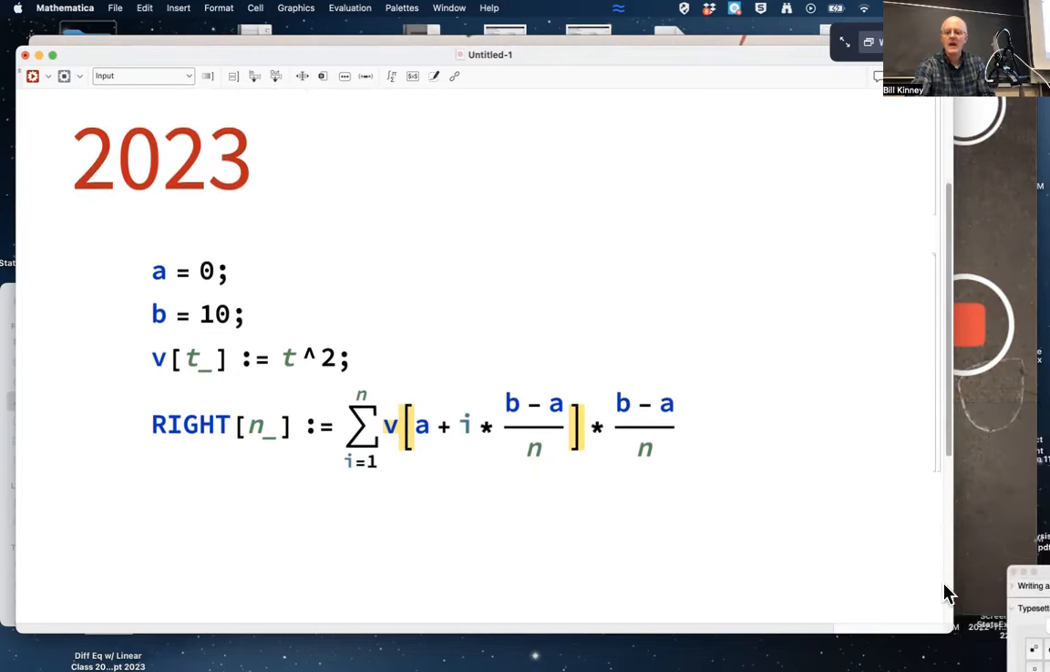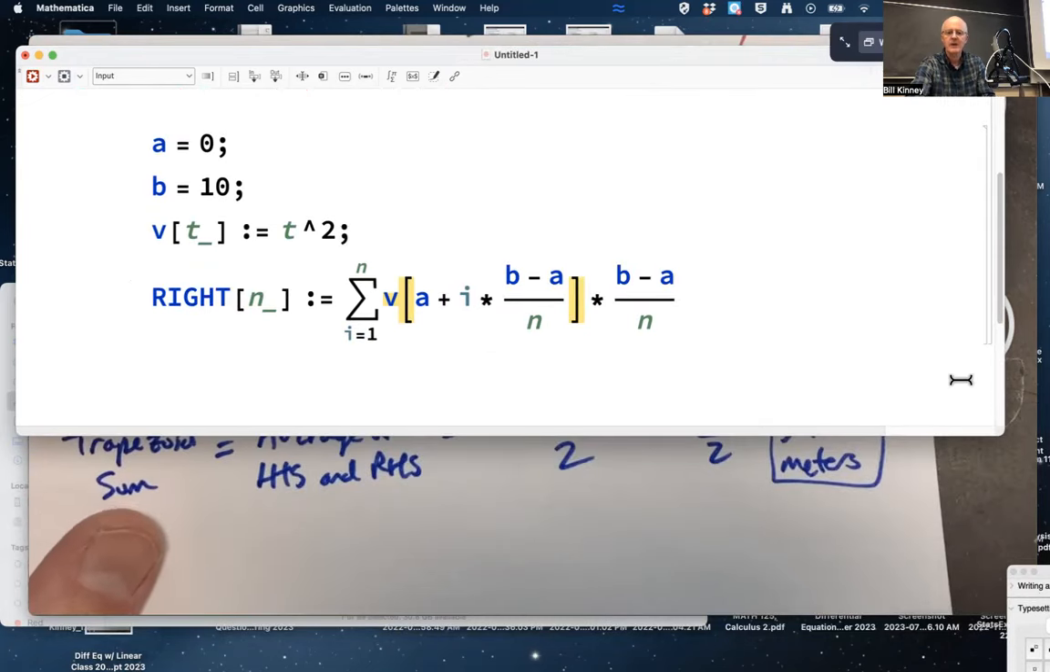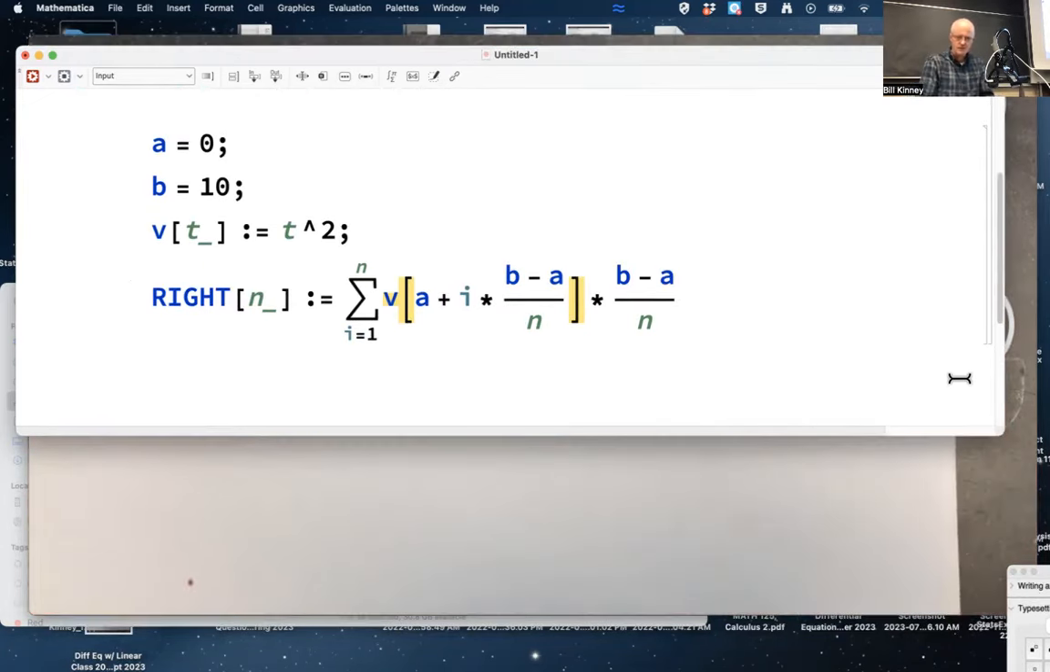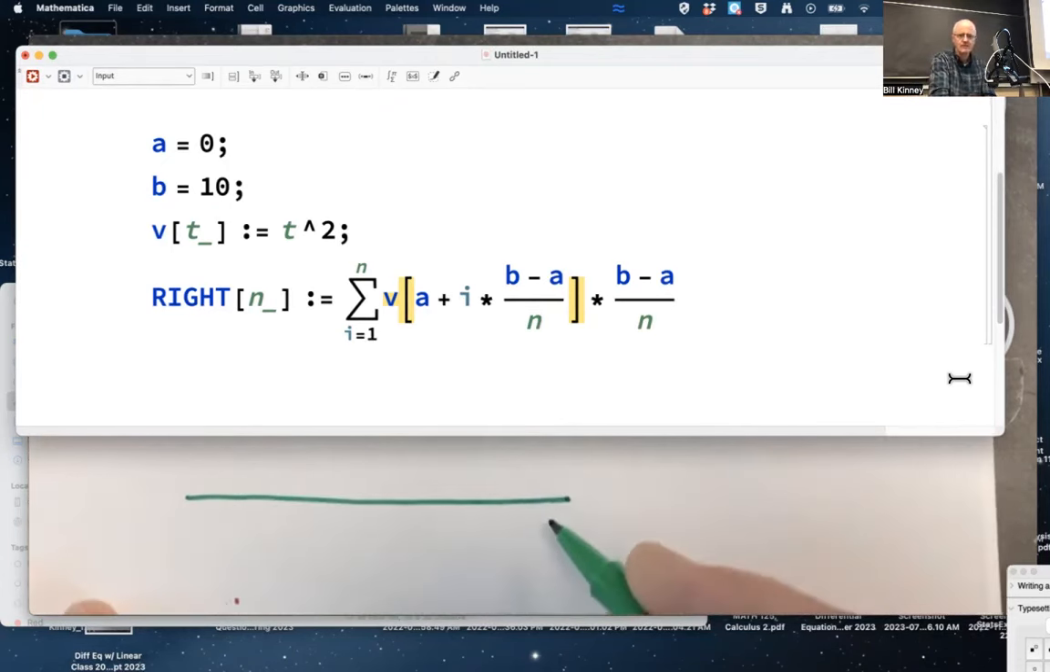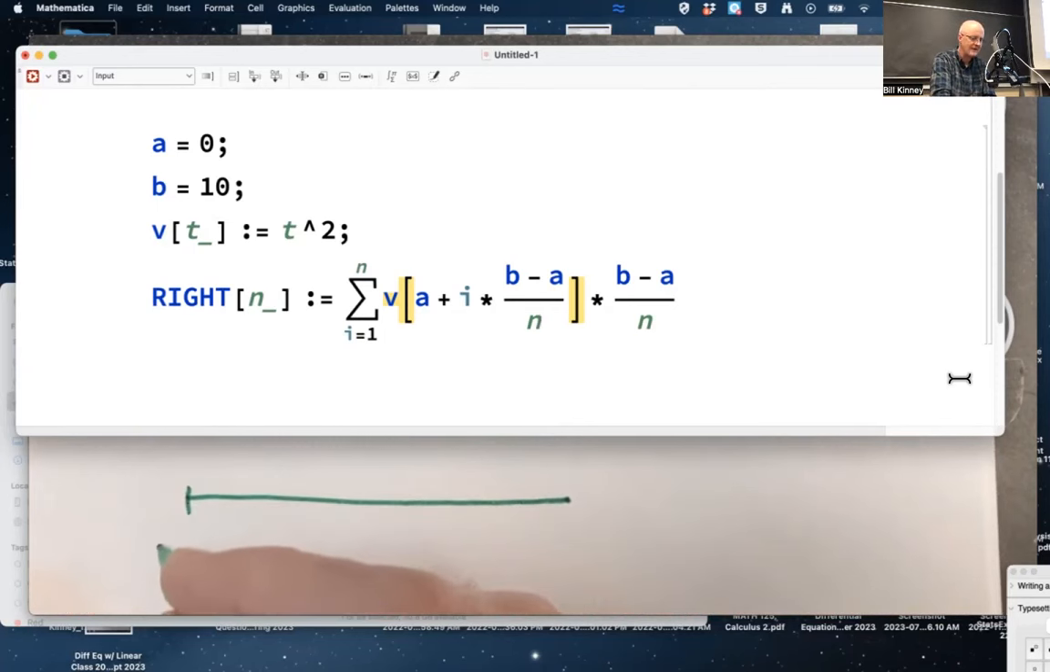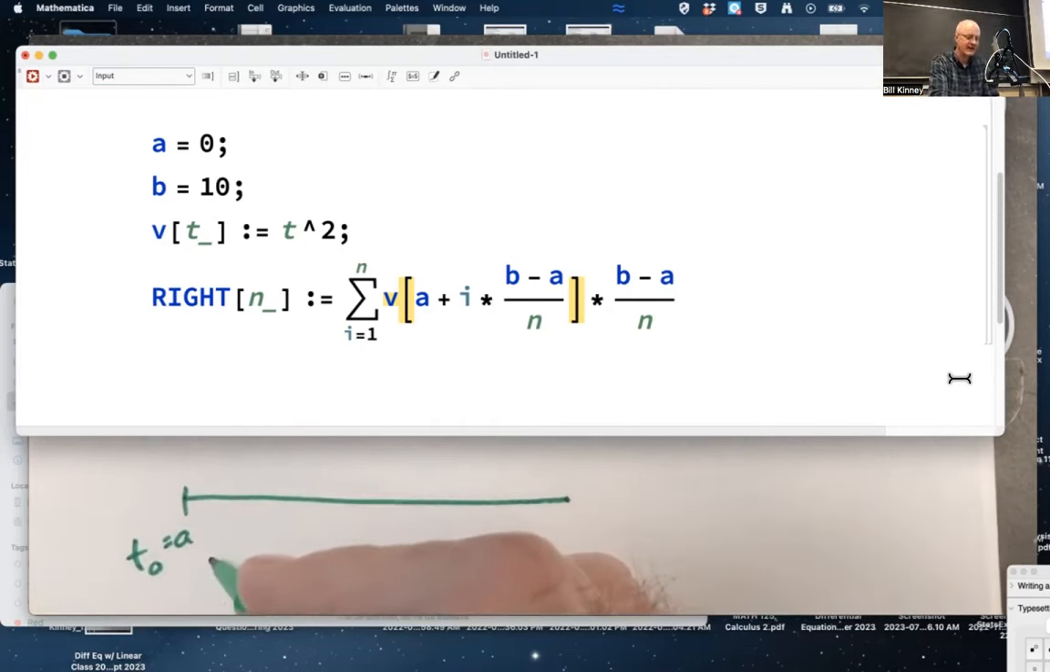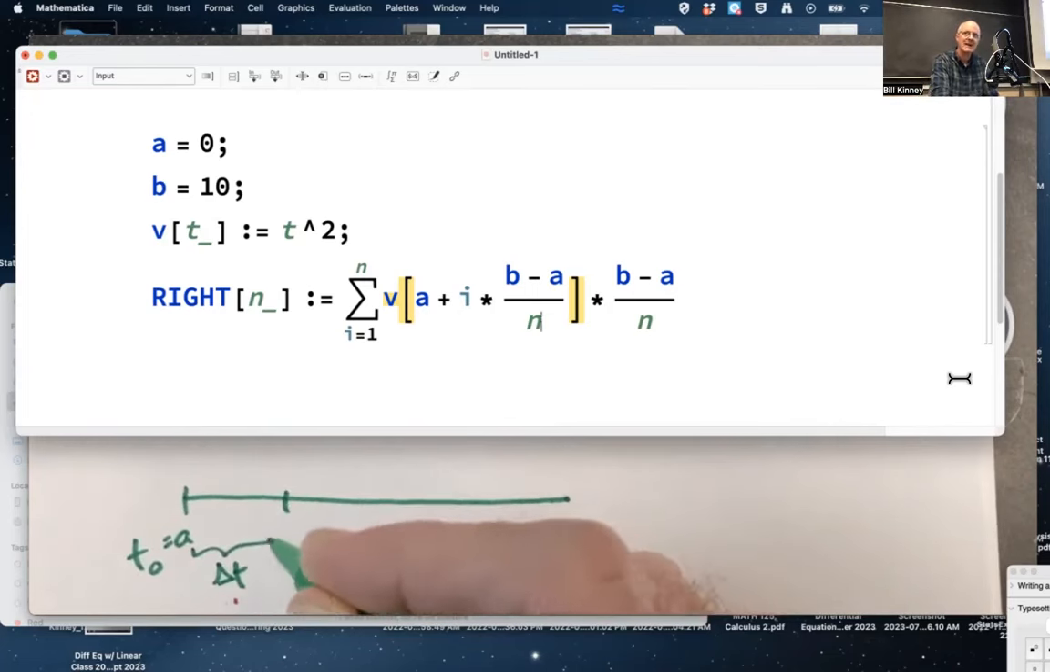Why does that work? Let's draw a picture to understand why that works. Draw a number line. More notation. The left endpoint is a. I'm going to also label that t sub 0, the initial value of t. What's the next value of t? Go to the right by delta t units. By next value of t, I mean the right endpoint of the first approximating subinterval.